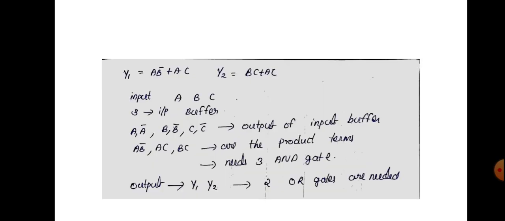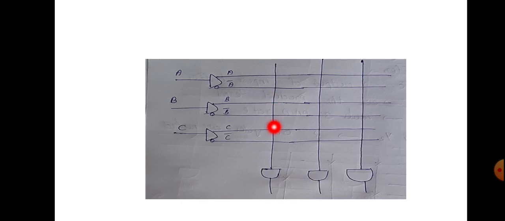What is the next step? Next we have to draw the AND array. For that, how many AND gates do we need? From the equations we need 3 AND gates, because there are 3 different product terms. So we have to draw the 3 AND gates first. So these are the 3 AND gates. Next we have to program these AND gates based on our need.